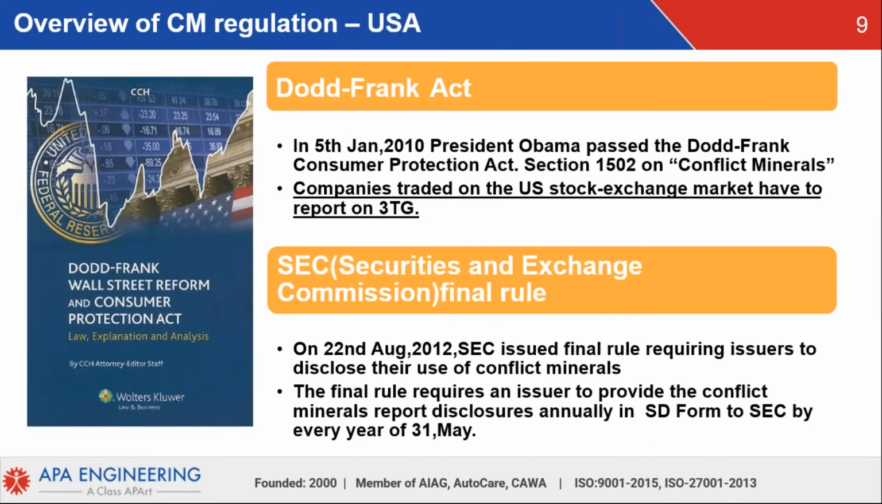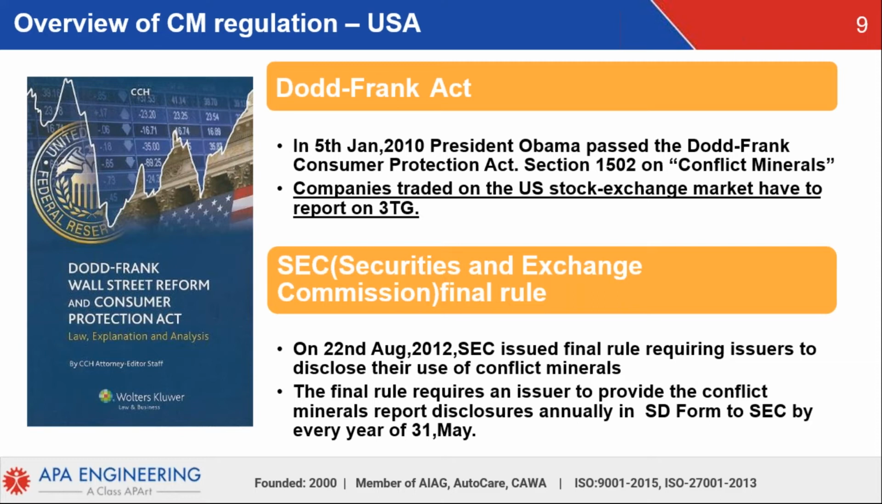In the US, they decided to work to reduce and prevent the conflict minerals trade through the Dodd-Frank Act. In 2010, President Obama passed the Dodd-Frank Consumer Protection Act, and this meant that any companies that are traded on the US stock exchange have to report on their 3TG. 3TG includes tungsten, tin, tantalum, and gold. That is the 3TG, tungsten, tin, tantalum, and gold.